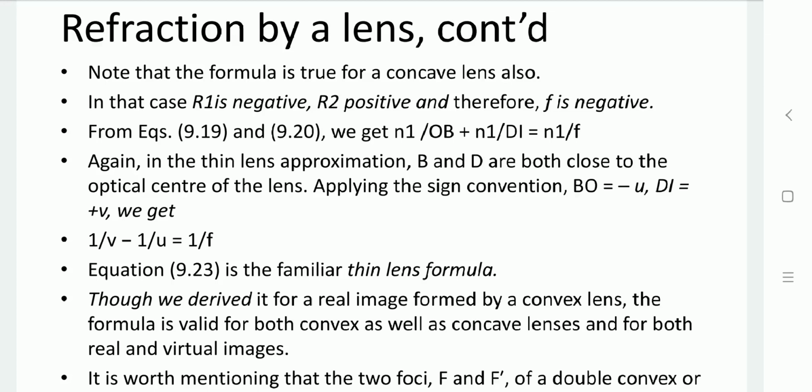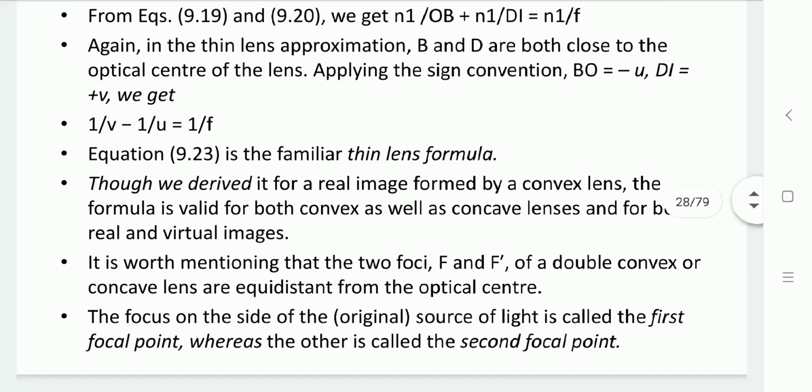Here we have derived it for a real image formed by a convex lens. This formula is also valid for convex as well as concave lenses, for both real and virtual images. Two foci, f and f dash, are available for a double convex or double concave lens, and are at equal distance from the optical center. We can focus on the side of the original source of light, that is the first focal point, whereas the other is known as the second focal point, that is f and f dash.